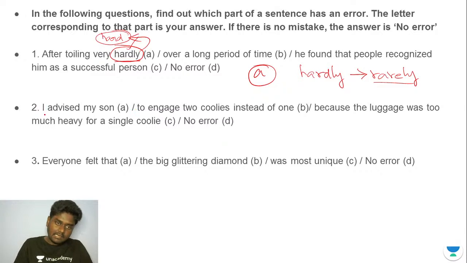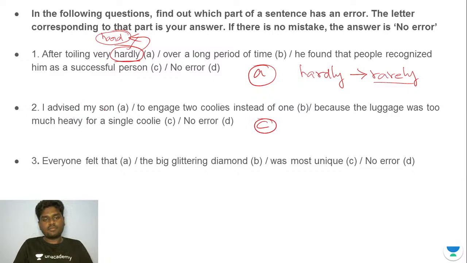Where is the exact error which you could see in the second one? Come on, guys. The error is with option... Yes, very good, Soundarya Meghna. If you see here, the error is with option C, I would say. Where is that actual error?